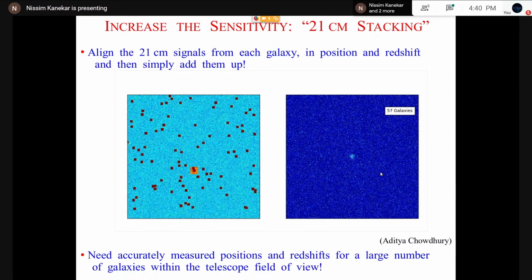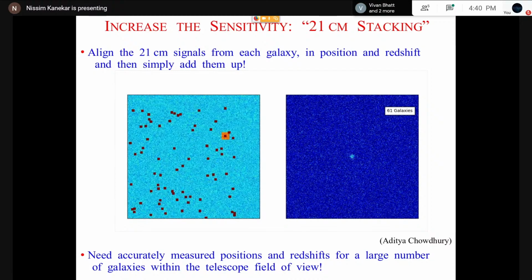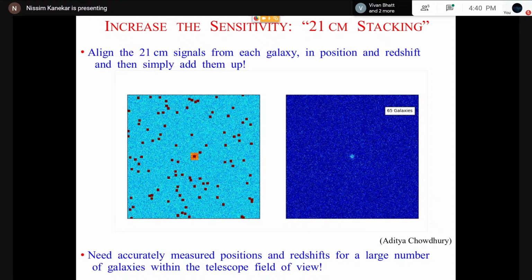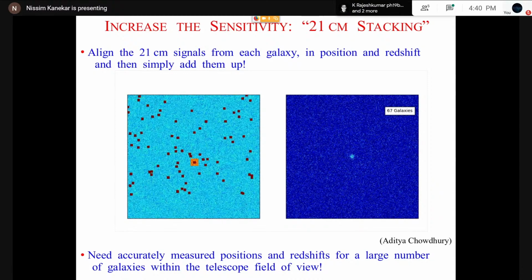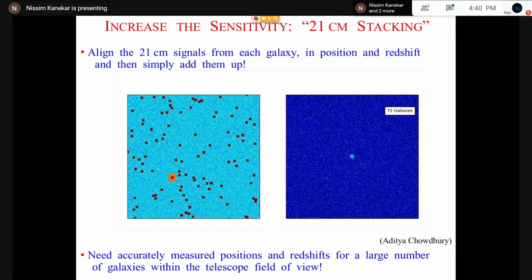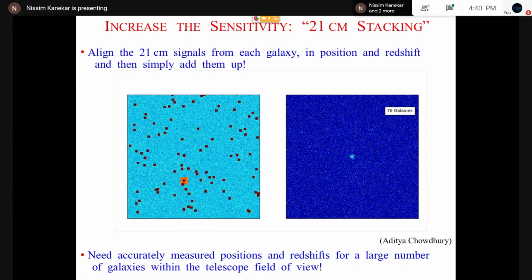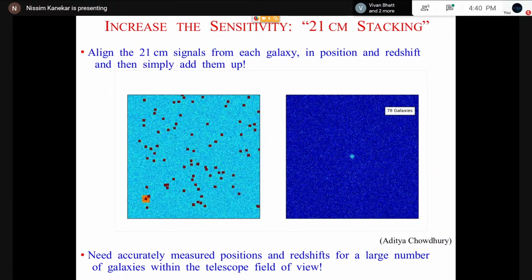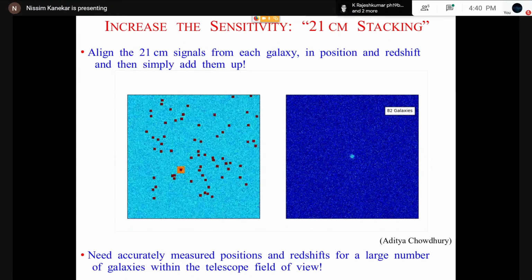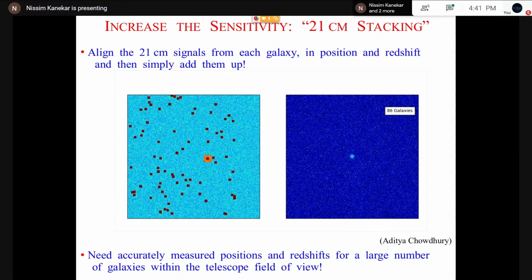And of course, this means that you need to accurately measure the positions and redshifts for a very large number of galaxies within the telescope field of view. And so obviously you will benefit if your telescope field of view is big, because then there might be more galaxies in there. But also you need to have optical spectroscopy done earlier so that you know exactly where the redshifts are. Because the galaxies at different redshifts will have the 21 centimeter line at slightly different frequencies.